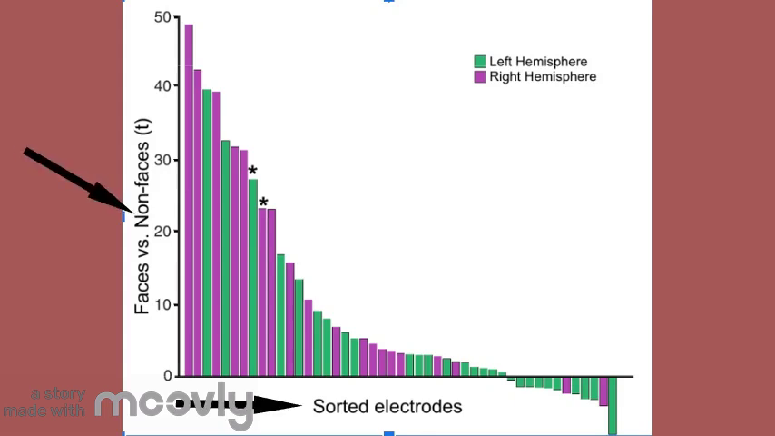electrodes, which indicates highly face-selective sites bilaterally. And as you can see, the purple is the right hemisphere and the green is the left, and there's more face-selective sites in the right hemisphere, again, which demonstrates lateralization.